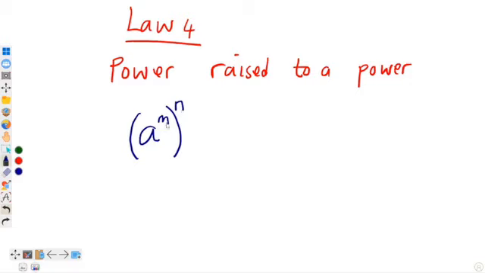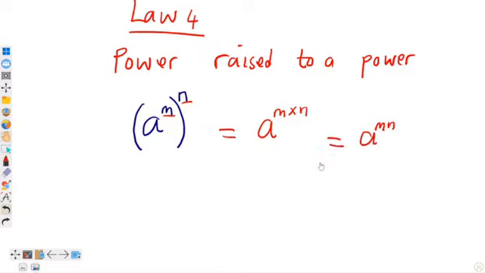A raised to the power of M. Again, the same index is being raised to the power of N. So how do you work out this one? To work out this one, what we normally do is we write A, the common base, then we're going to multiply this M times N. That is how we deal with indices where a power is raised to another power. So we're going to have M times N, and we are going to get our answer as A power MN. So that is how we can simplify that.